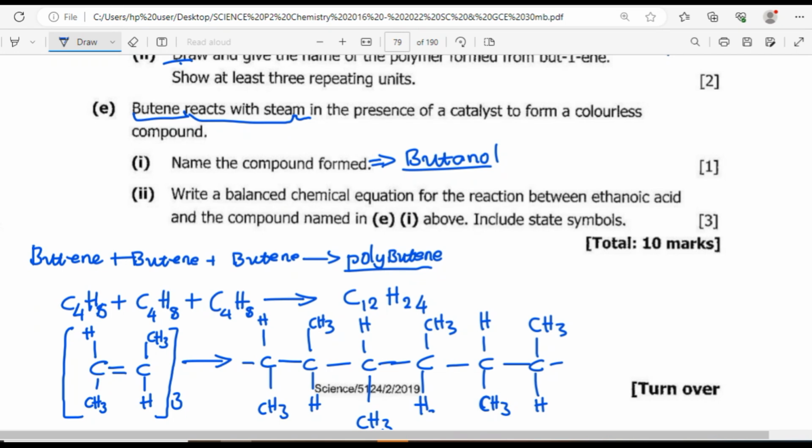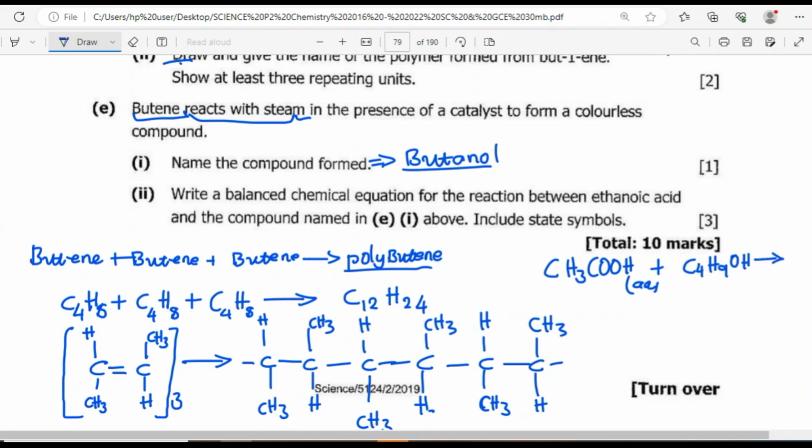So butanol. Write a balanced chemical equation for the reaction between ethanoic acid and the compound above, including state symbols. So how can we write this one? Balanced chemical equation. Ethanoic acid is CH3COOH. All acids are in aqueous phase, plus butanol, which will be C4H9OH.